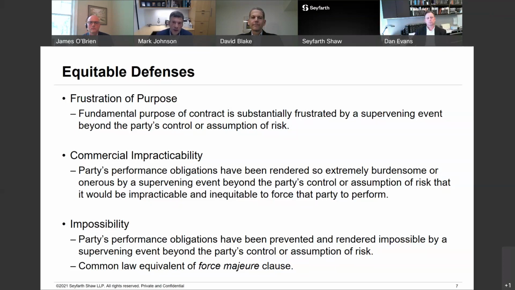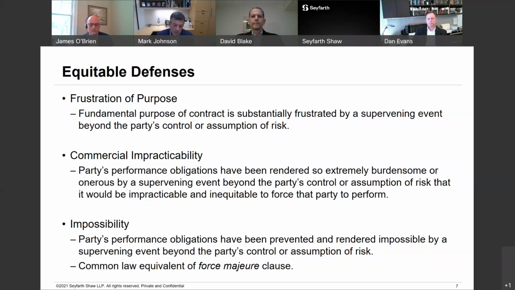Only if the inability to perform results from the occurrence of something, the non-occurrence of which was a basic assumption on which the contract was made. Another consideration the courts have been giving some thought to is whether the party is seeking to rescind the contract altogether or simply seeking to pause performance for a temporary period.